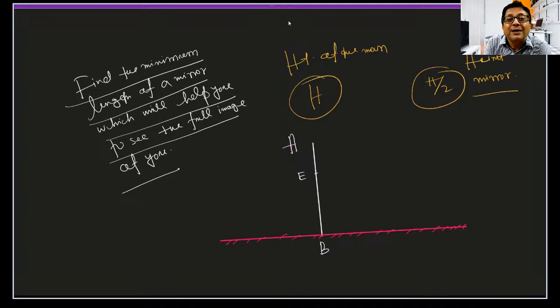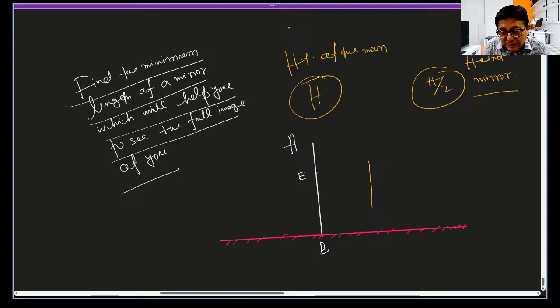You are keeping a mirror in front of it. Wherever you keep, the most important condition is that this is the mirror. This is ground, this is not mirror, but this one is mirror. So I will be naming this one as M1, M2. This mirror I am naming as M1, M2 to avoid confusion. Okay?